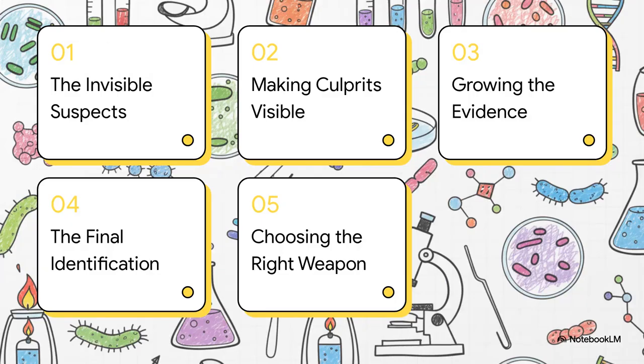So here's our game plan. We're going to follow 5 key steps in this investigation. First, we'll get to know our suspects. Then, we'll see how we can actually see them. After that, it's all about growing the evidence, making a final ID, and then picking the right weapon to take them down. Let's get started.